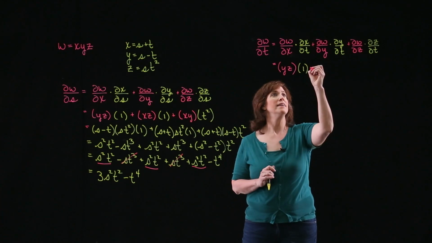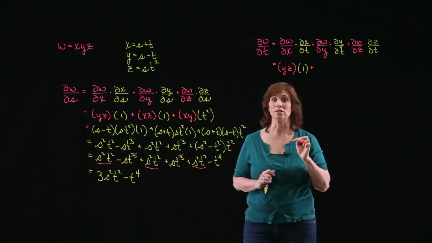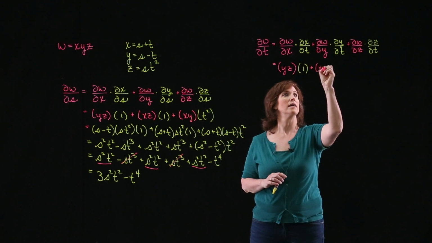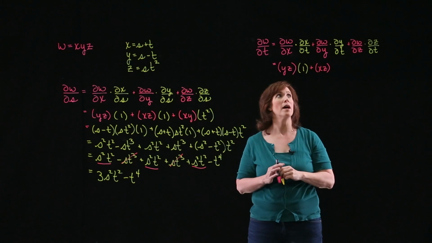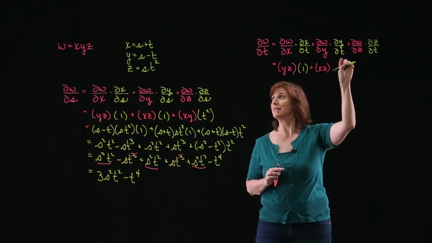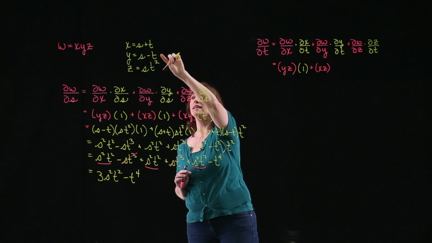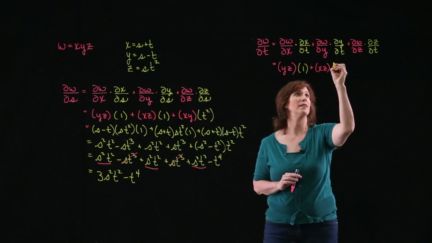Now I need to add the partial of w with respect to y. Again, I've already done that. I know that's going to be xz. And then I need to multiply by the partial of y with respect to t. So looking at my equation, I'm treating s as a constant, and so that partial is going to be -1.